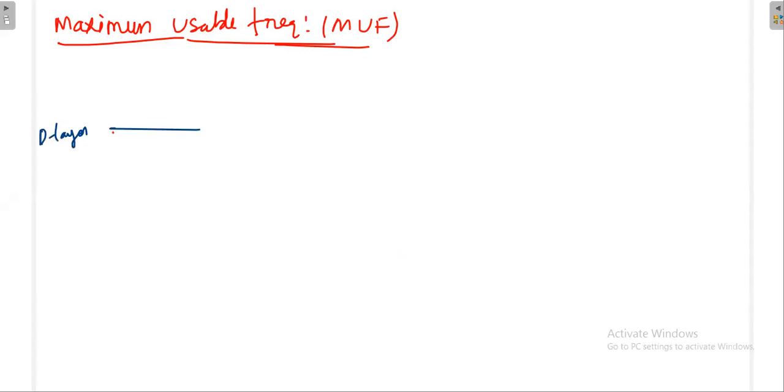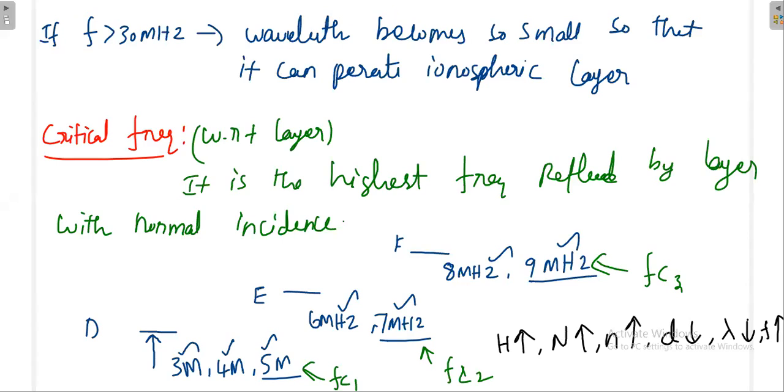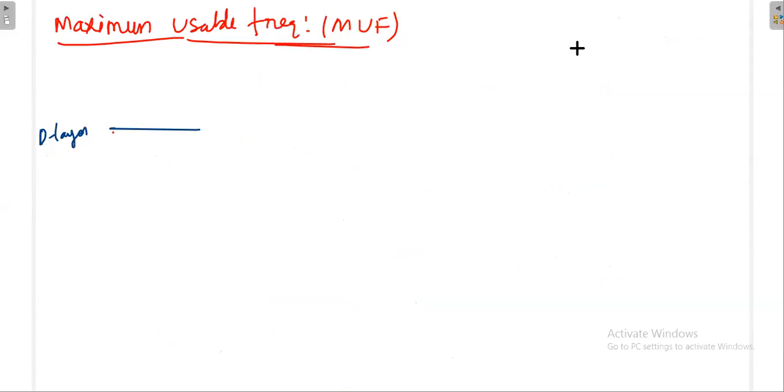Now, in the previous slide, we decided some cutoff frequency for the D layer. Say, for example, 5. This is for analysis purpose only I am taking. In reality, there is some different value, please remember that value. For the D layer, I have taken the cutoff frequency as 5 megahertz. Then definitely the D layer will be having some interatomic distance.